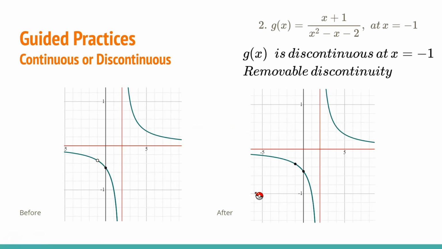But after we redefined, we stated that if x is -1, then the answer is -1 over 3. We now have a continuous graph or function.